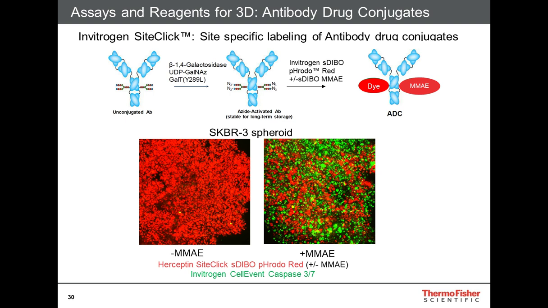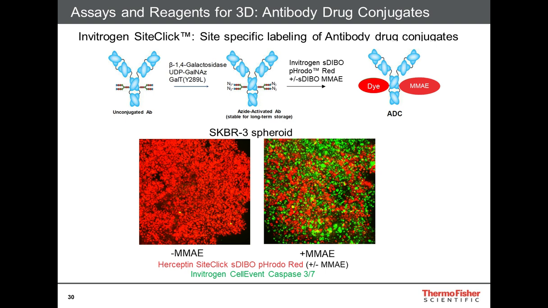And so we can use the same antibody, say Herceptin, and use a kit called the Invitrogen SiteClick antibody labeling kit that allows us to site-specifically label antibodies with either a dye or a drug on a conserved region of the antibody Fc domain. So essentially, we'll follow the protocol of this kit to site-specifically attach either a dye or a drug to this carbohydrate domain on our antibody.